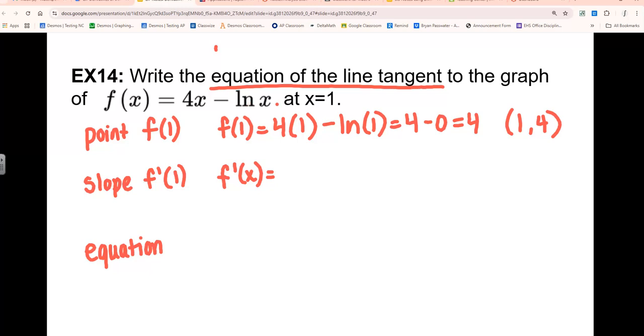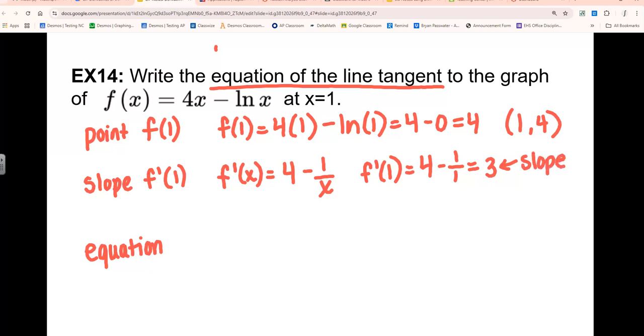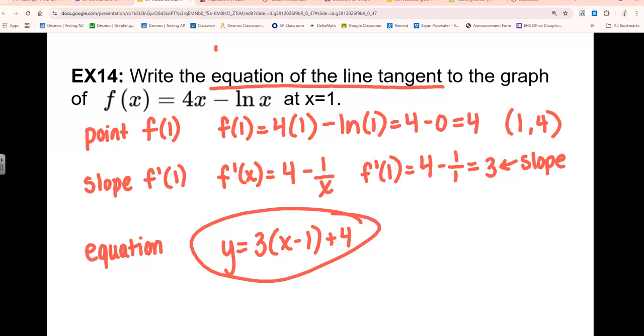So the derivative of 4x is 4, and the derivative of natural log of x is 1 over x. So that is our derivative. Our f prime of 1 would be 4 minus 1 over 1. That's just going to give us 3. So there's our slope right there. And so our equation, we're just going to do y equals 3 times x minus 1 plus 4. There's our answer.